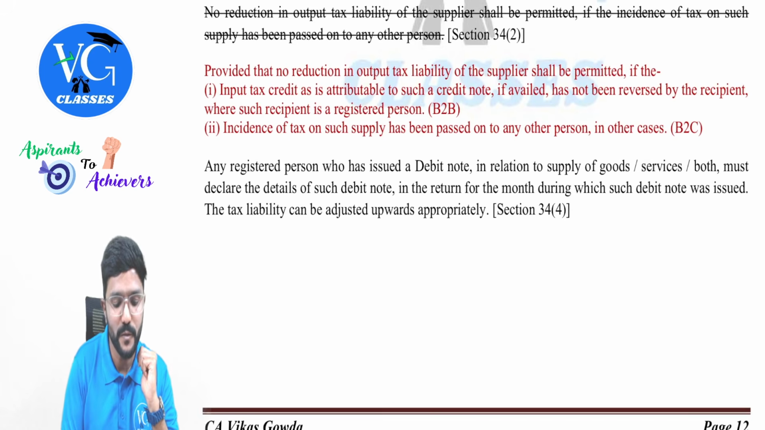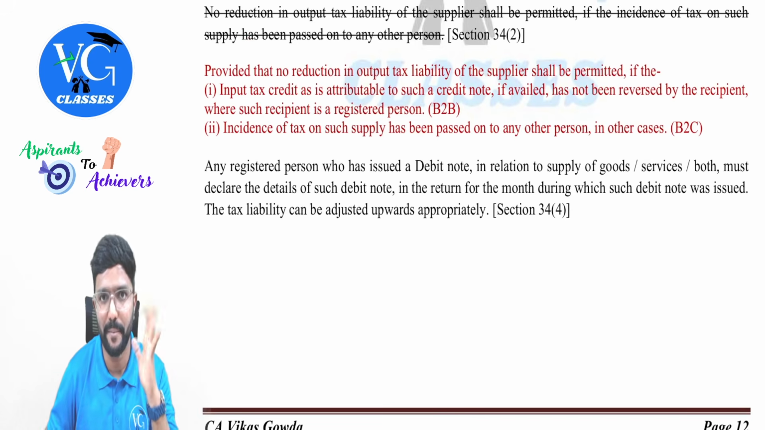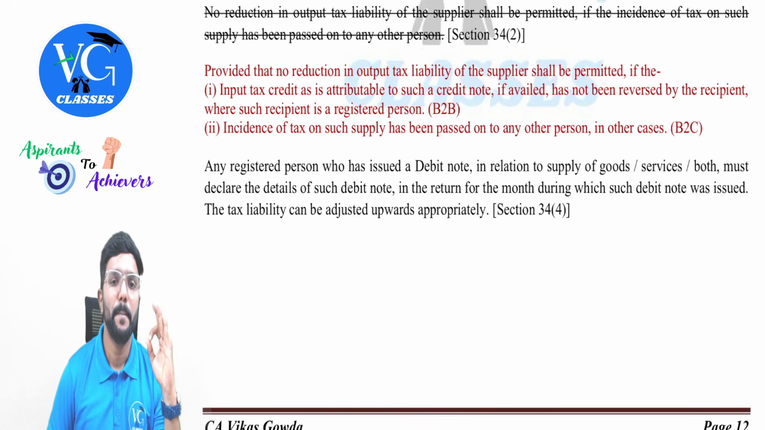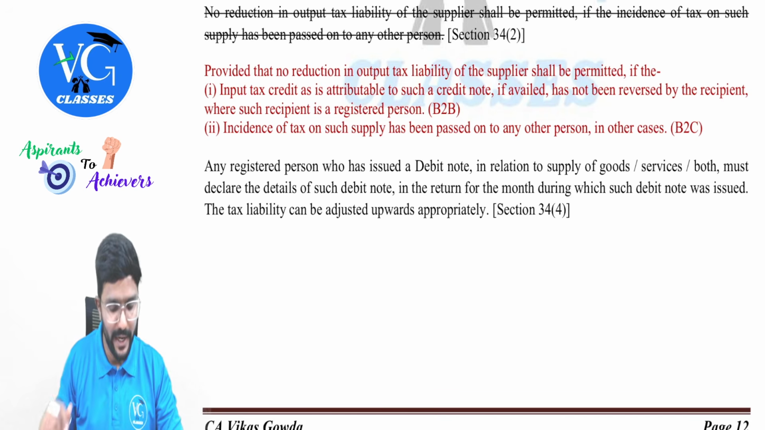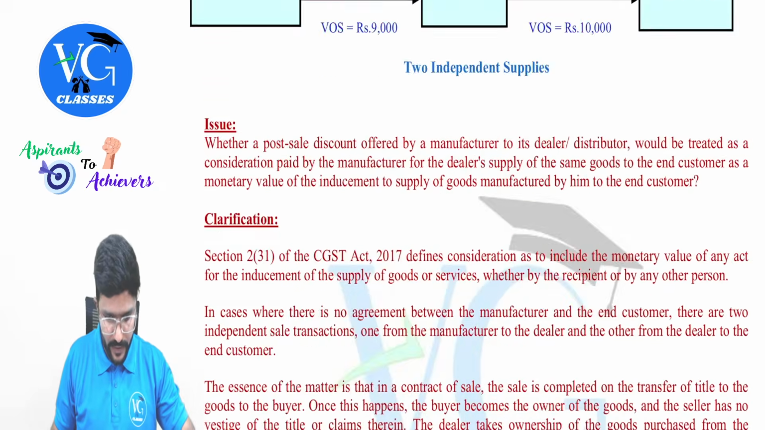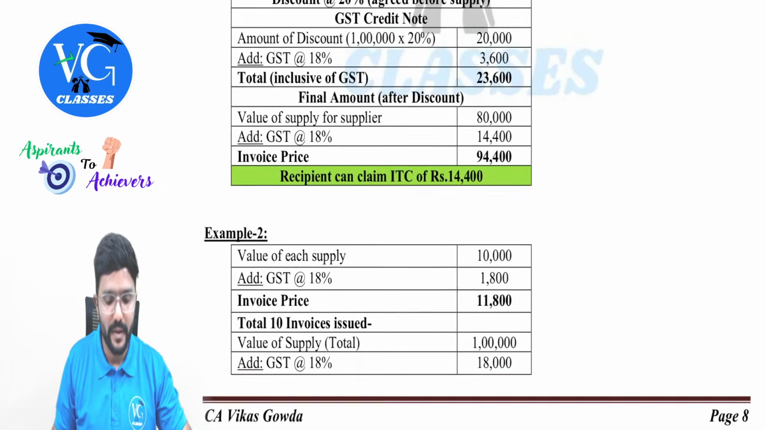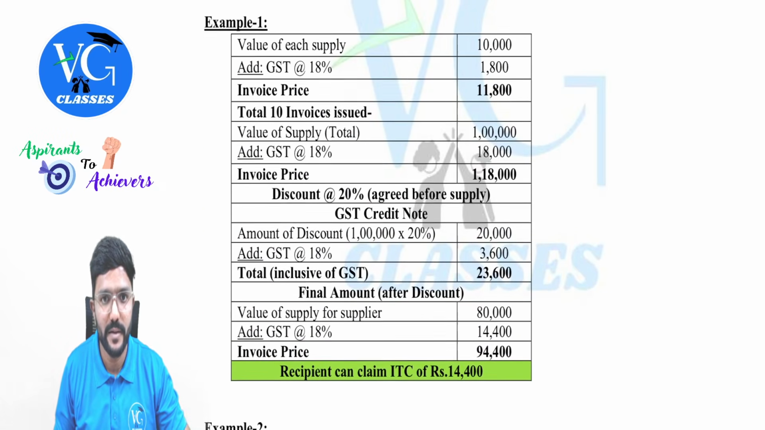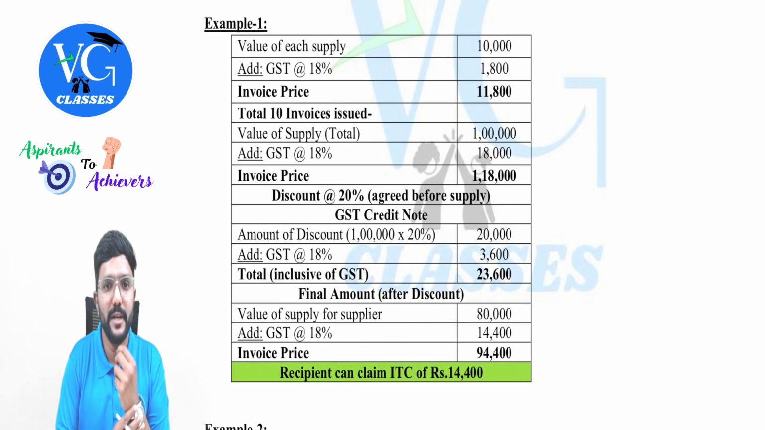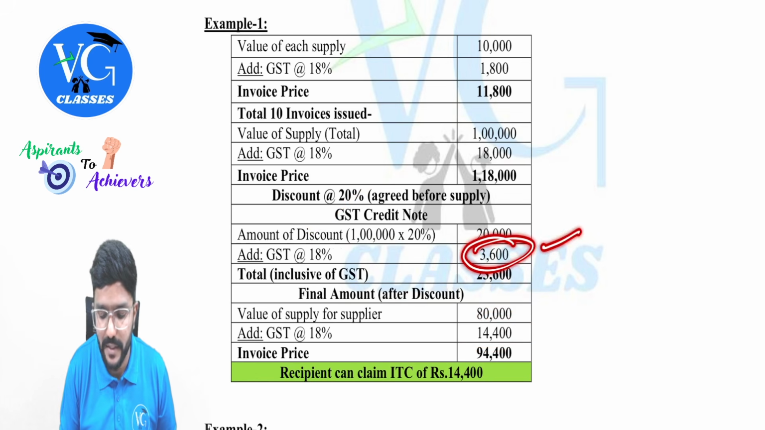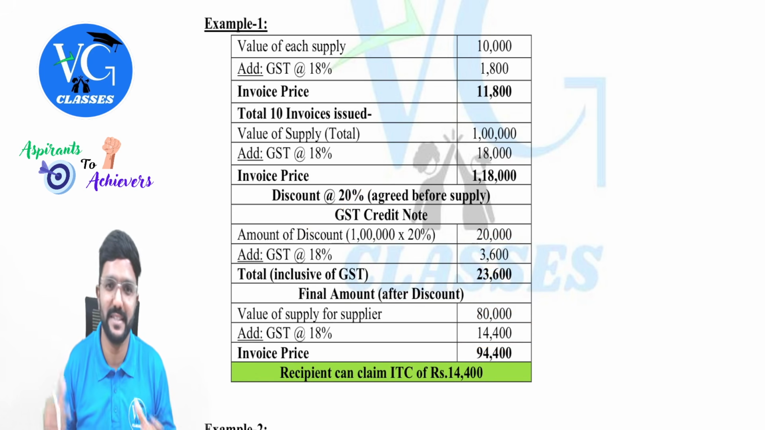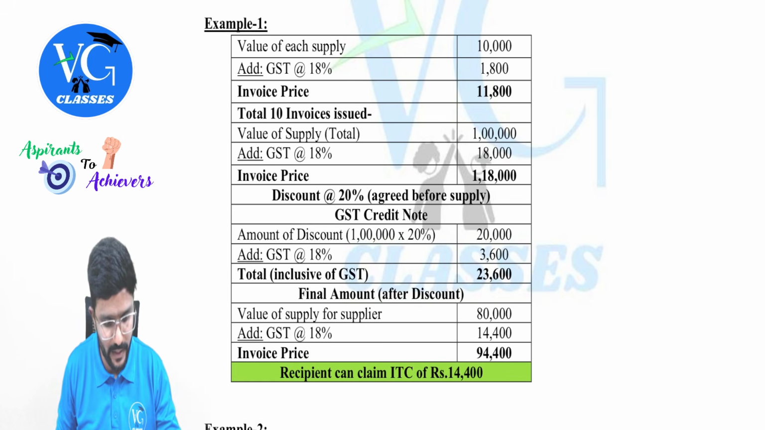They have added one proviso. What is that proviso? Let me read it. This is the amendment part. Provided that no reduction in output tax liability of the supplier shall be permitted if, guys, listen here. I had given one example, no? Just a minute. Now you can see. So what is the tax liability of the supplier after issuing the GST credit note? It comes to 14,400, provided the recipient has reversed 3,600. Correct? Something connected to that we are learning now.